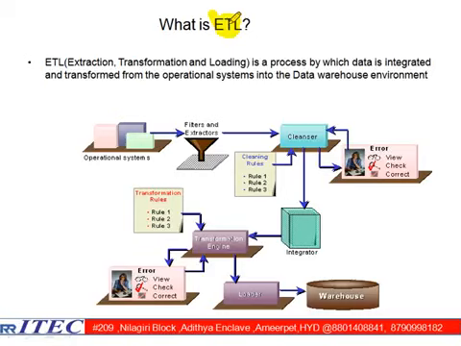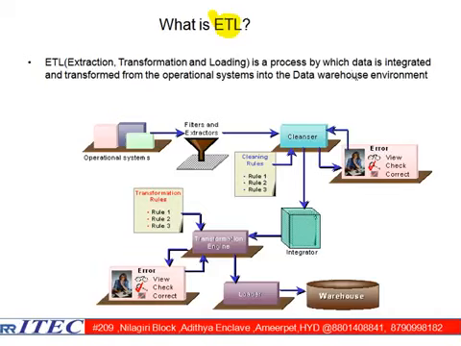Full extract means whatever data is available in the source. Let us say in the source 100 records are there. We take all 100 records, then it is called full extract. Incremental extract means previously we already took 100 records. Now whatever new records or changed records are there, only those records we are going to take. That is called incremental extract.